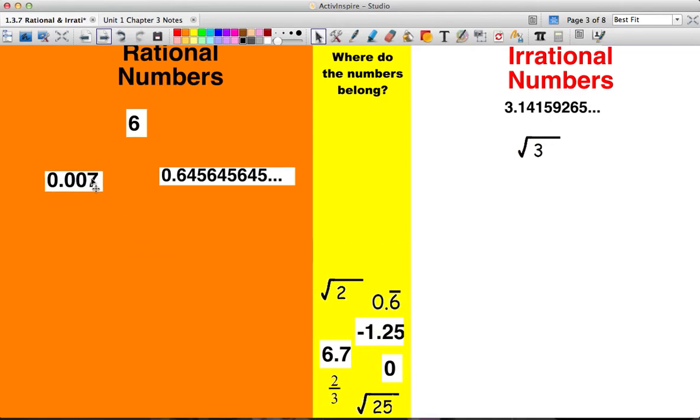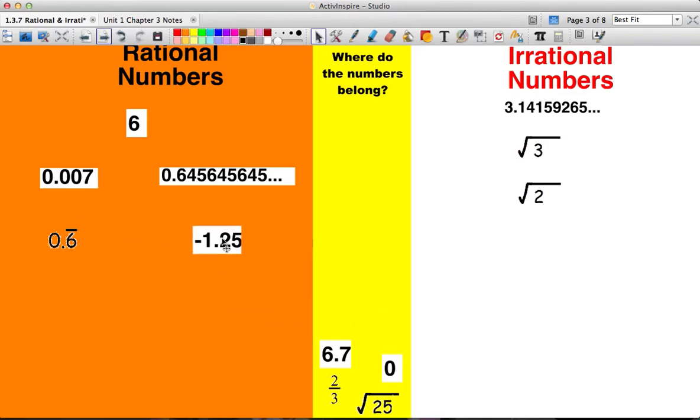0 and 7 thousandths, again, terminates, so it is a rational number. The square root of 2, again, if you plug it into your calculator, goes on forever, so it is irrational. 0 and 6/10 repeating, since it repeats, even though it goes on forever, since it repeats, it is considered a rational number.